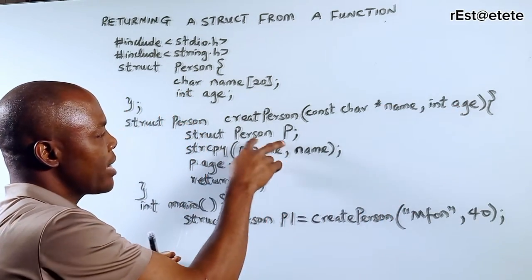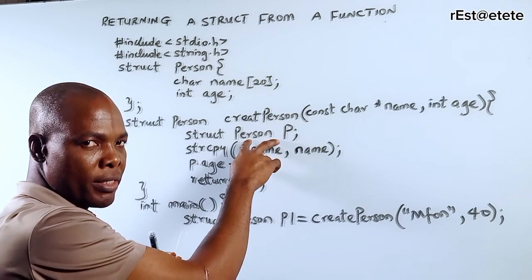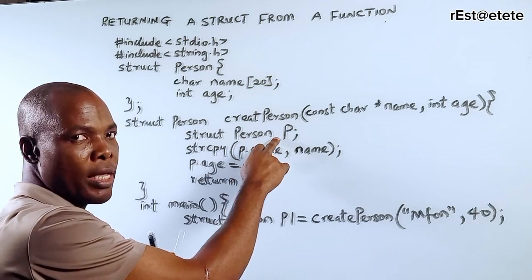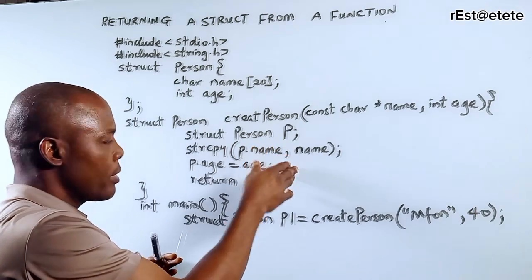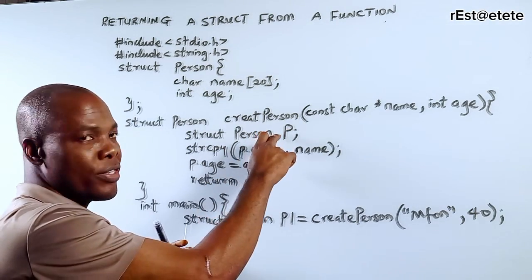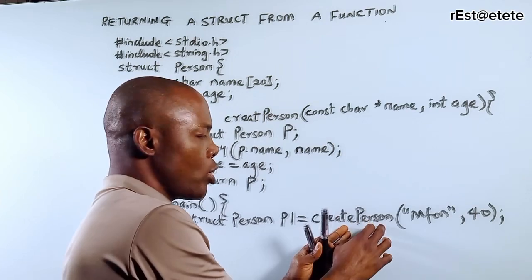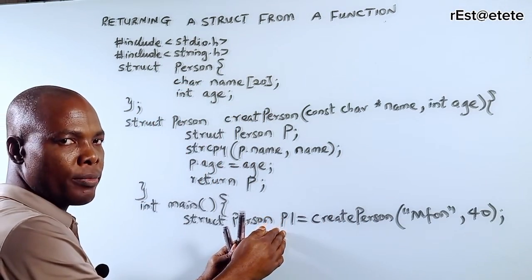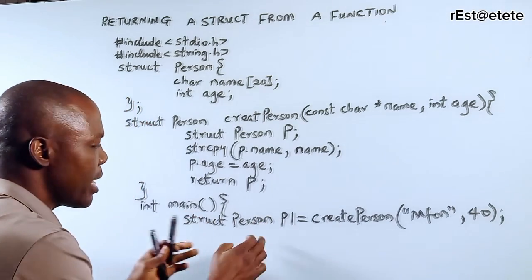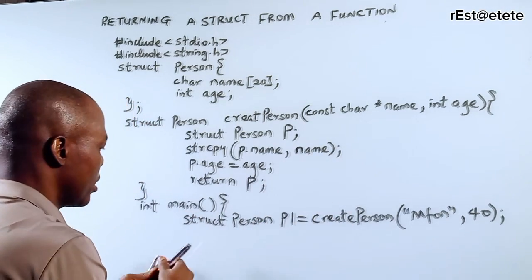Then it will come in and create the person variable, which is p, and assign these values to what? To the members. Then it will return what has been created. So when that is returned to this place, a copy will be given to what? To P1. Now, inside this main, I can print out P1 on the screen.